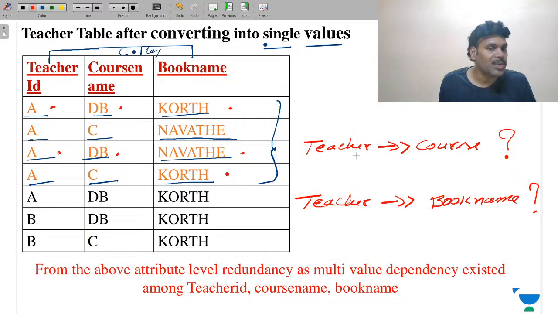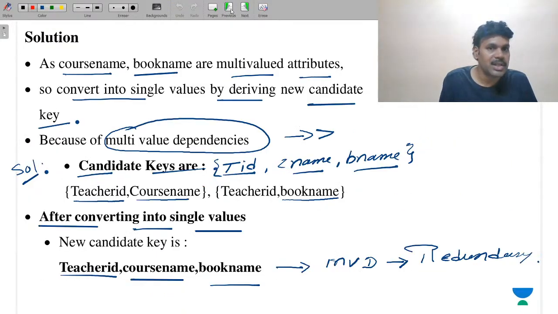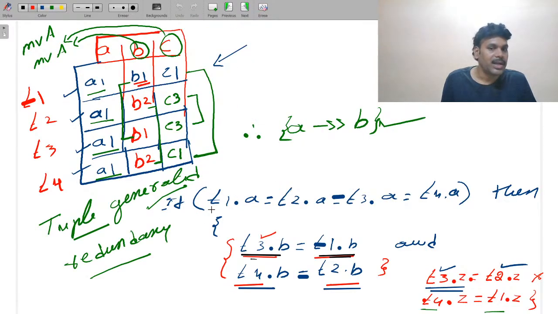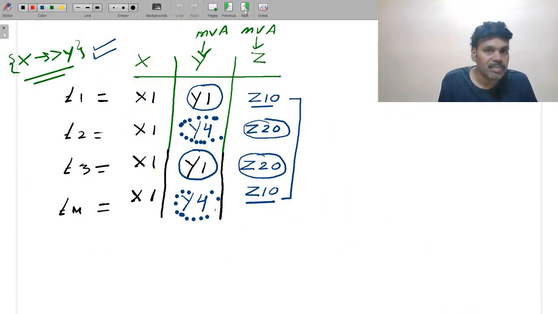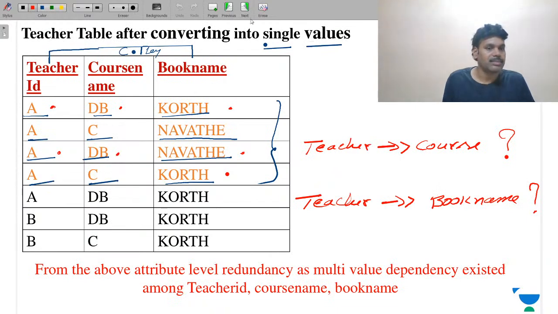So we have to follow the condition. What is the condition? We already learned the condition like this: T1.a is equal to T2.a is equal to T3.a is equal to T4.a, then T3.b is equal to T1.b and T4.b is equal to T2.b. So using the same we are following. T1 dot teacher ID, that means the first condition is satisfied.